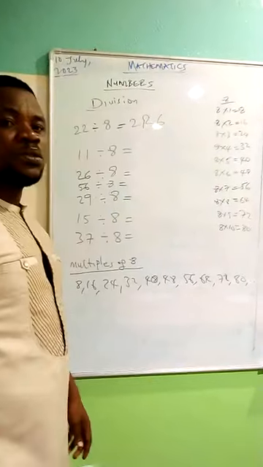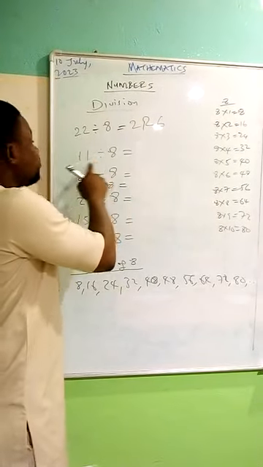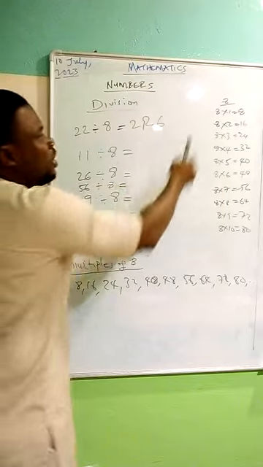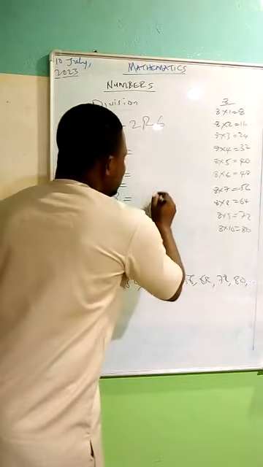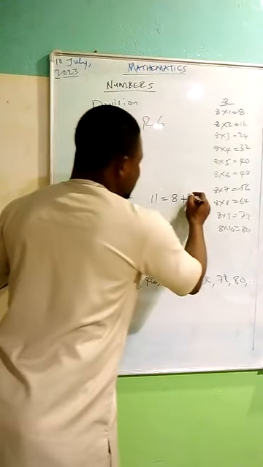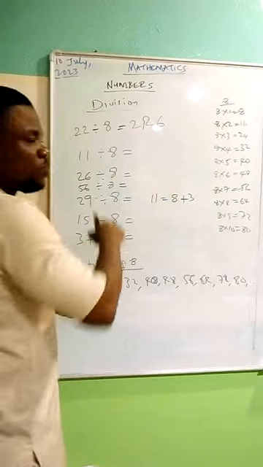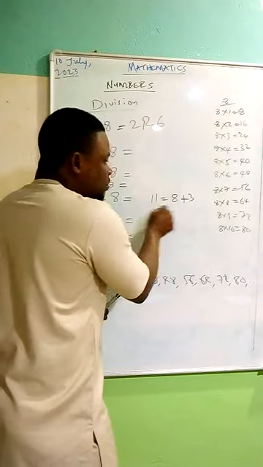Okay, so the next question is 11 divided by what? By 8. 11 divided by 8, right? Yes. We know 11 is not there. 11 comes after what? 8. So I'll have 11 to be equal to what? 8 plus something. What do I add to that to give you that? 3. Right? You add 3 to 8 to get what now? 11. Are we there?